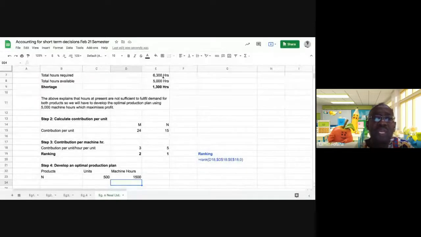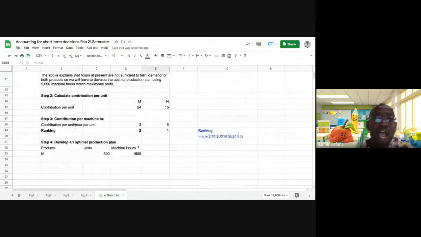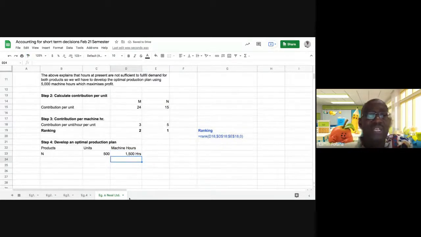So we could come here and replicate the paint format. So just click the paint format, highlight, click the paint format once, and then go and click it where we want the paint format to be. So we just come and click here. Okay, so you see, automatically it has done 1,500 hours for us.